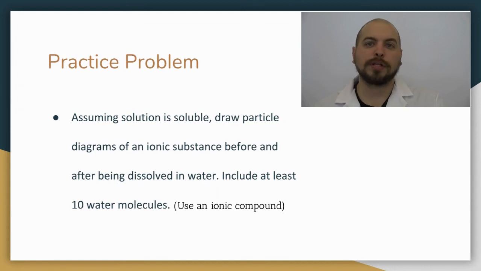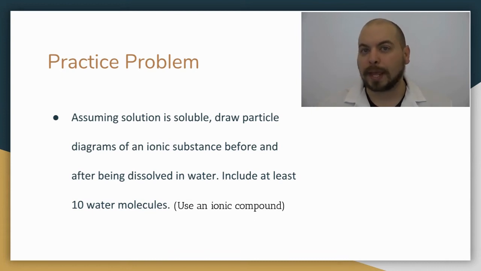In this problem, what I want to do is assume that this ionic compound is fully soluble. In the next video, we're actually going to talk about how to predict solubilities of certain compounds or relative insolubilities of others. But let's assume for a moment that this compound is fully soluble. If this compound is fully soluble in water, I want you to draw the particle diagram before and after dissolving it in water.